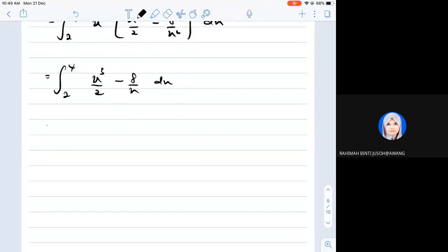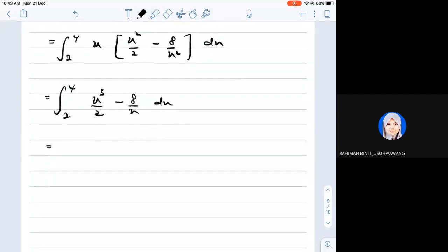Okay, so now we can integrate this happily. We will have x to the power of 4 over 8 minus, what do we get when we integrate this? 8x to the negative 2? No, that's differentiation. Yes, you will get ln. Never mind, good response. I like when you respond to my question. So 8 ln x. So now we have 2 until 4.